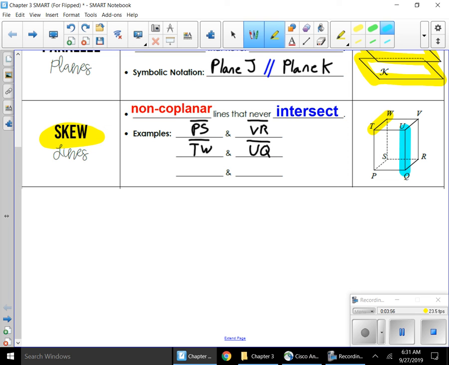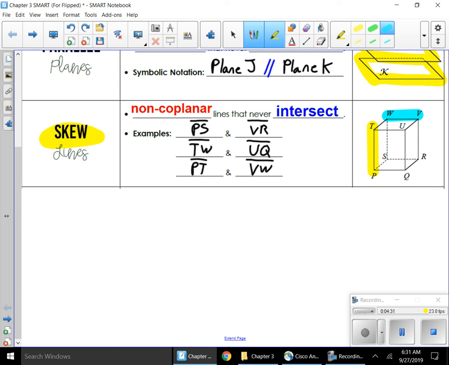Let's take a look at one more. Let's do an up and down segment now. Let's look at PT. So PT is the segment we're starting with. To find one that's skew, again, there are multiple correct answers here. But one segment which is skew would be, let's see, I haven't messed around with anything in the back here at all. VW. VW is skew with PT. So skew lines, again, are just ones that are not coplanar, but they still don't intersect.